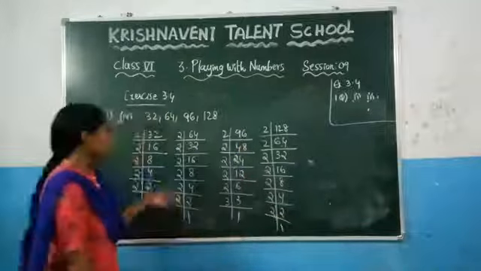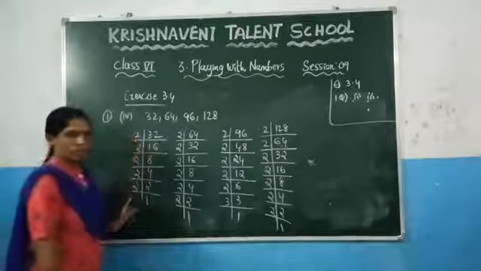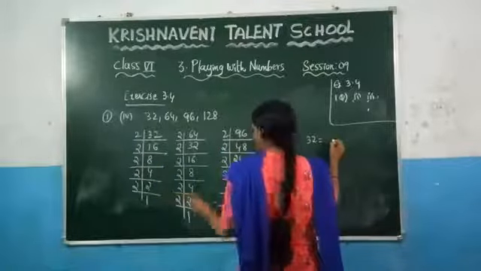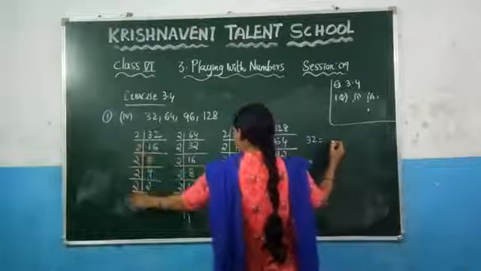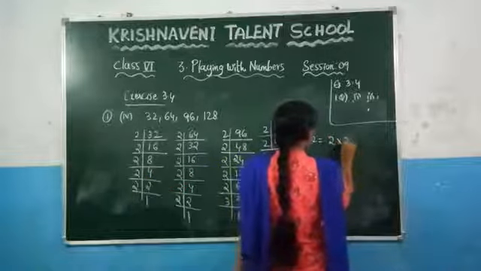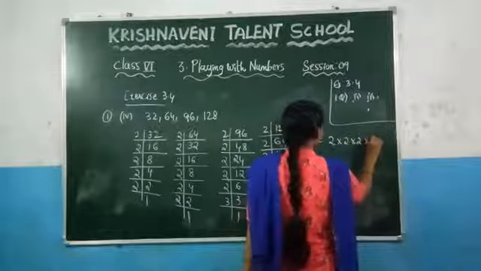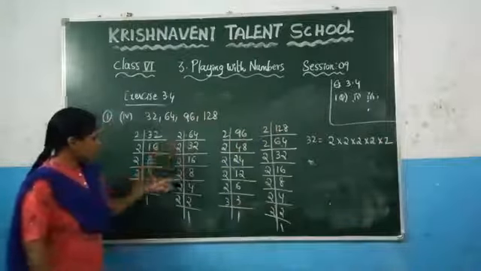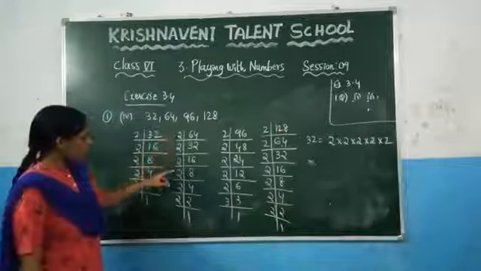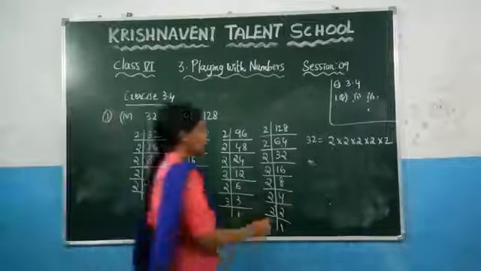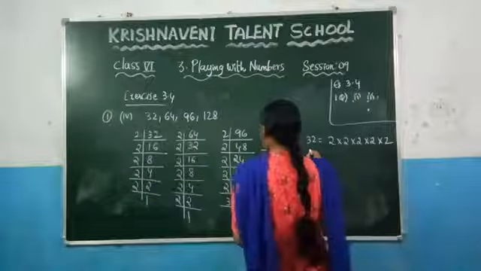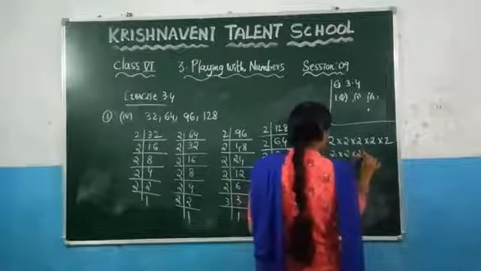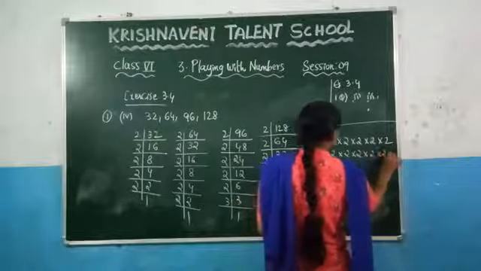Now we have written each number as a product of prime numbers. How have you written 32? As 2 into 2 into 2 into 2 into 2, 5 times. Right? And after that 64, how many 2s are there? 1, 2, 3, 4, 5, 6. So write six 2s here: 1, 2, 3, 4, 5 and 6.